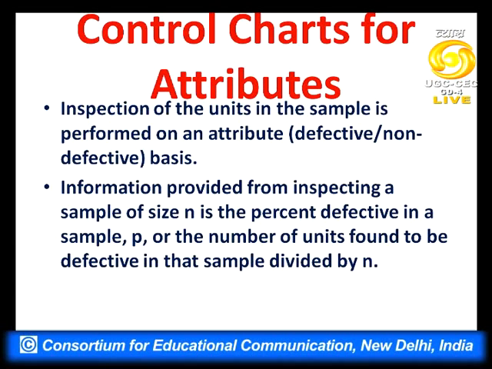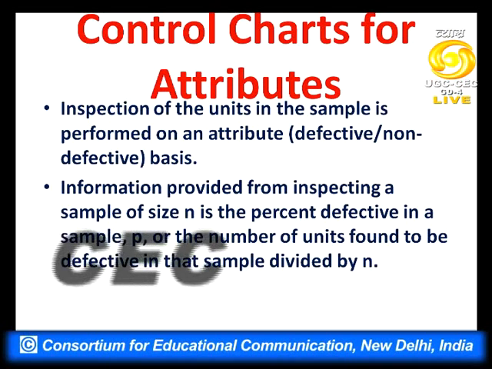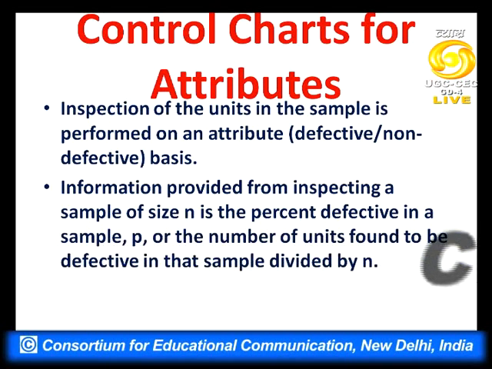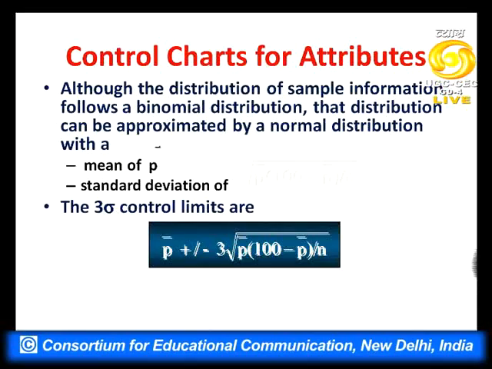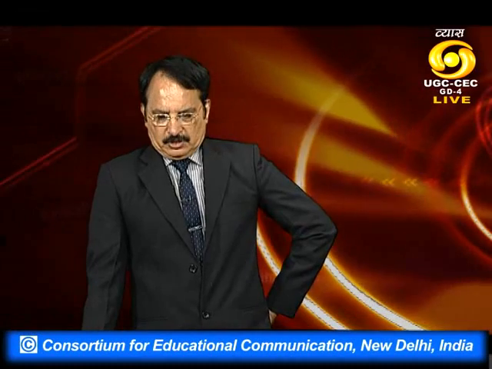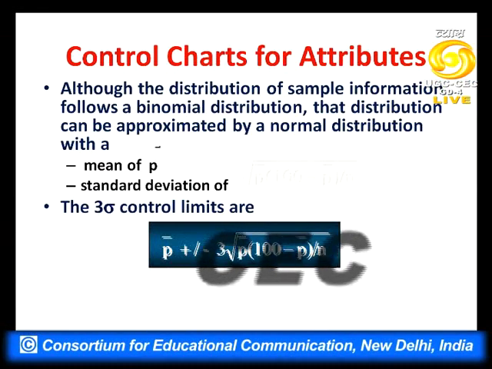Information provided from inspecting a sample of size n is the percent defective. In a sample, p is the number of units found to be defective in that particular sample, divided by n. Although the distribution of sample information follows a binomial distribution, that distribution can be approximated by a normal distribution. So, we shall be using the normal distribution, with a mean of p and standard deviation of sigma.